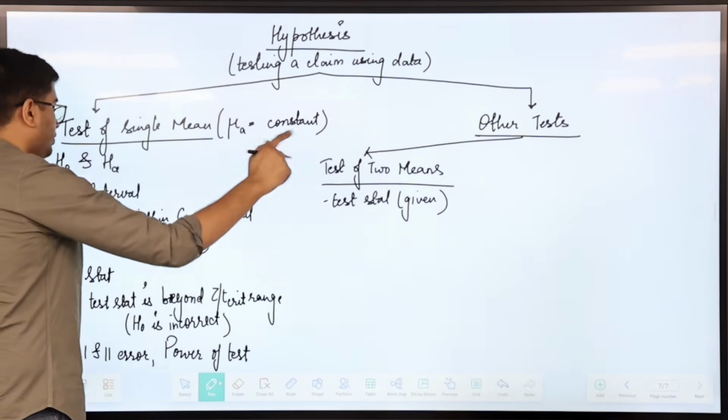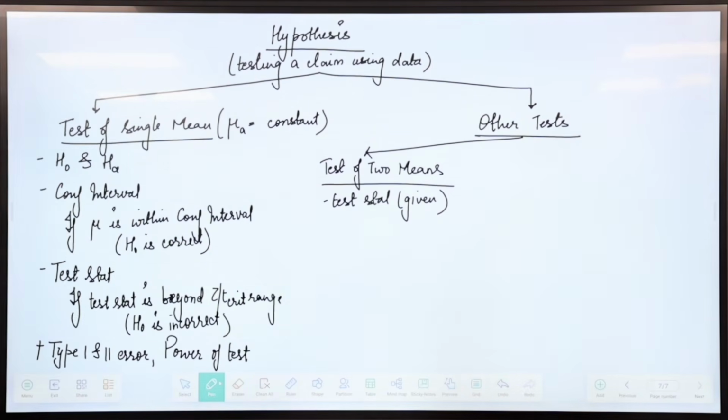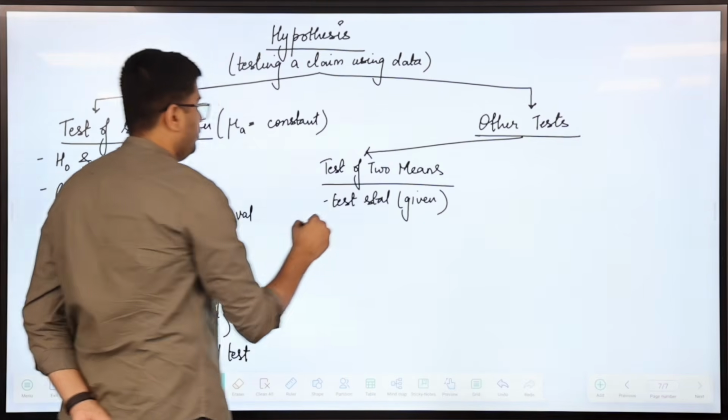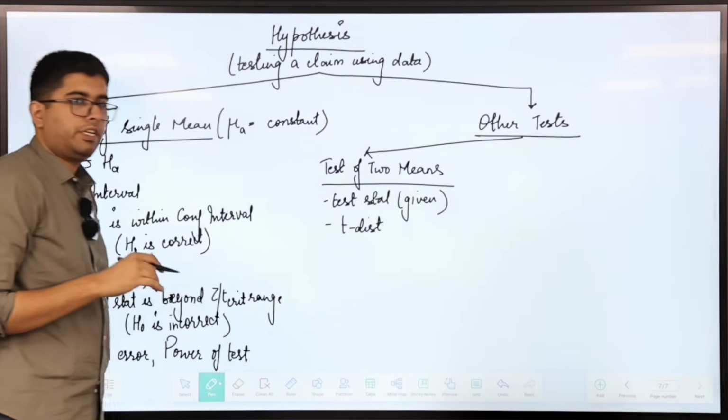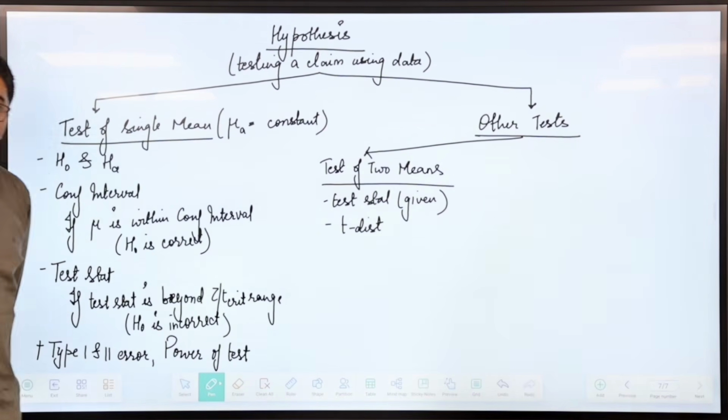And for all of these approaches, you will always use the test statistic system. So test statistic would be given to you. You will use T distribution to check whether the test statistic is within the range or outside the range as per T table.